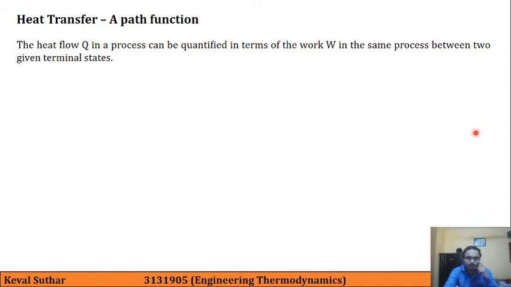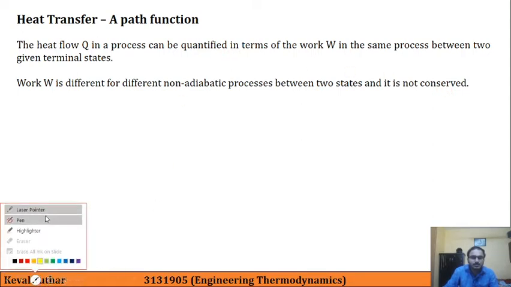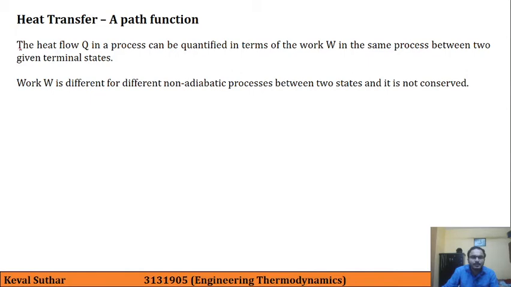So here the heat flow Q in a process can be quantified in terms of W in the same process between two given terminal states. W is different for different adiabatic processes between two states, and it is not conserved. So what we are trying to say here is that to quantify the heat flow, we need the equation of Q in which W is appearing.